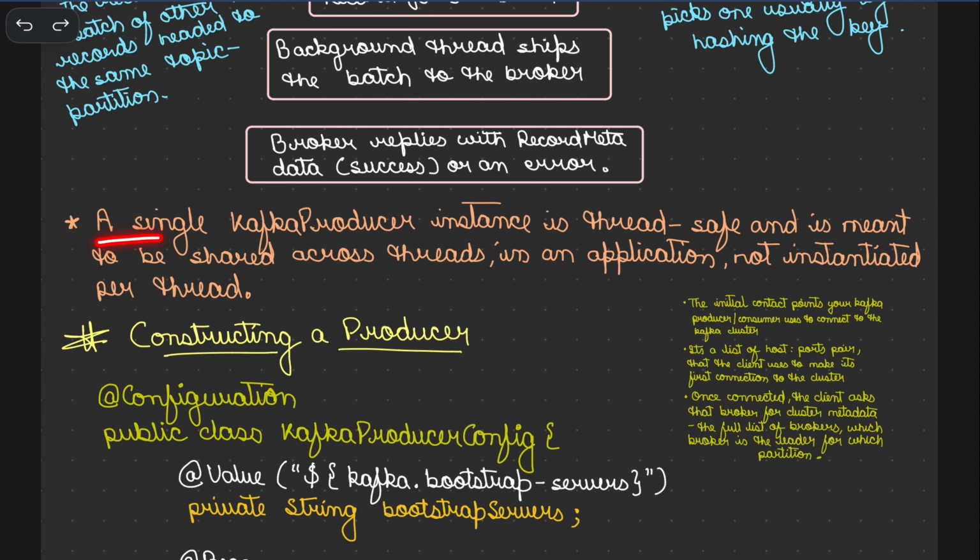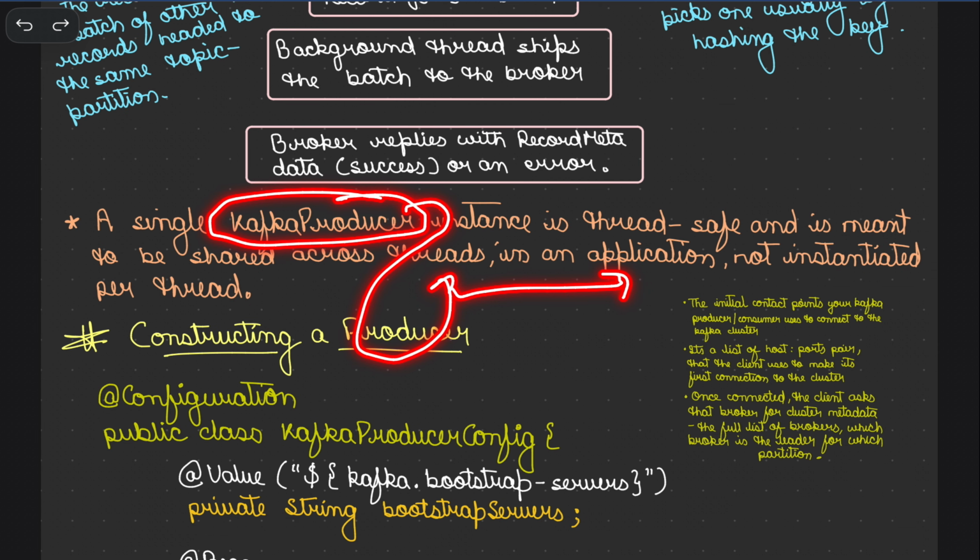Whenever we create a producer, a single Kafka producer instance is thread safe. And just because it is thread safe, it is meant to be shared across the threads in an application, not instantiated per thread. It can be shared across all the threads in the application, and it's not instantiated per thread.